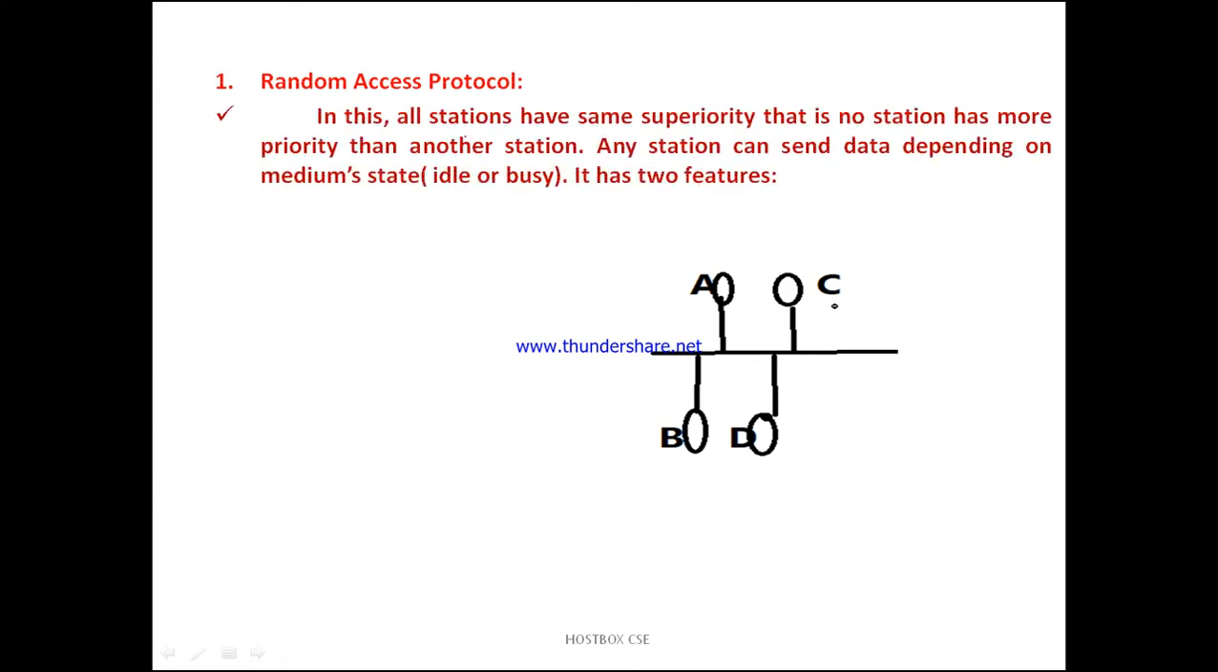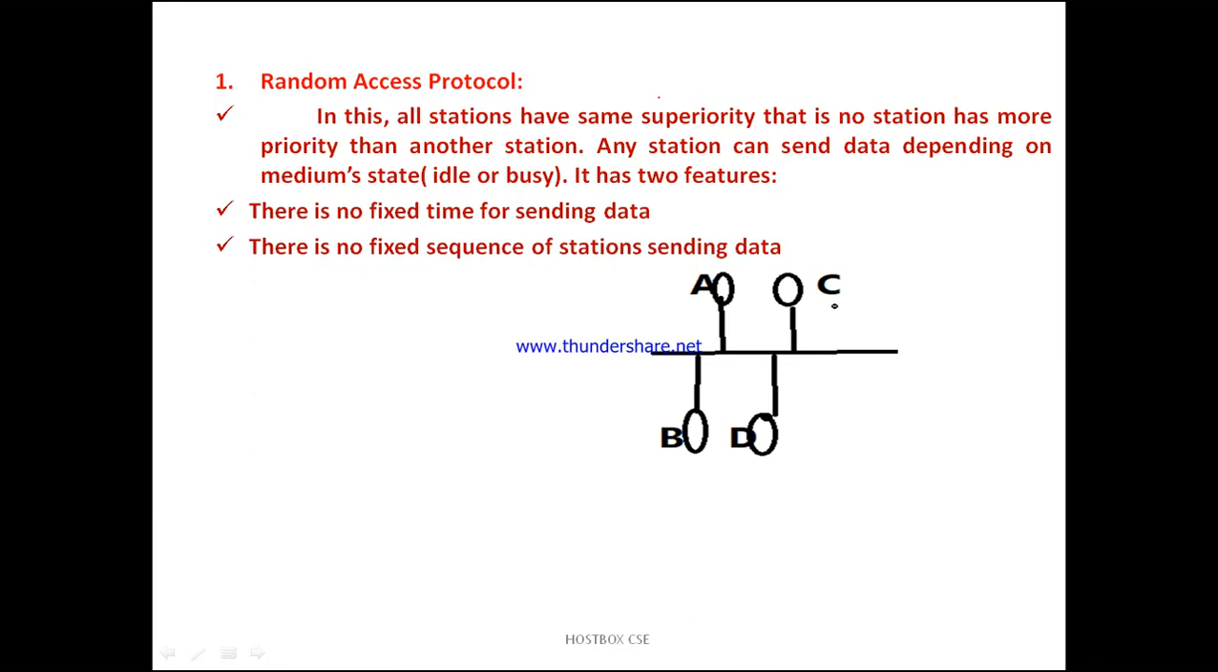First one, random access protocols. In this, all stations have the same superiority. That is, no station has more priority than another station. That means any station can send data depending on the medium state, which may be idle or busy. It has two features: there is no fixed time for sending data and there is no fixed sequence of stations sending data.